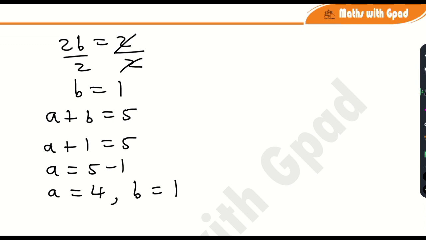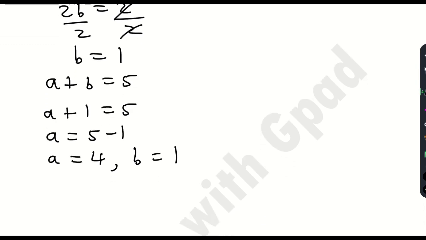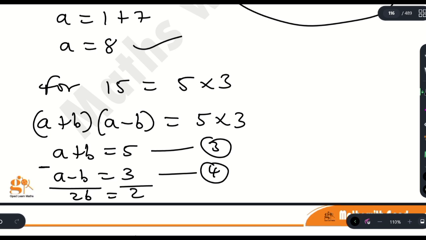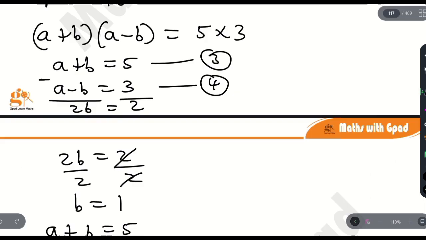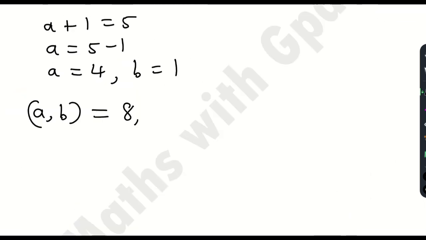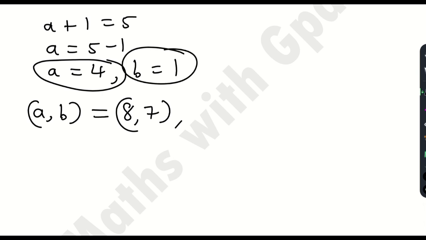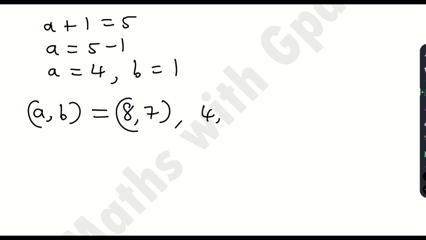So let's bring all of them together. So I'm going to write that a comma b, which is a and then b, is equal to, when a is 8, let's go back. See, when a is 8, b is what? 7. When a is 8, b is 7. And then when a is 4, b is 1. So this is the solution that will satisfy the equation.